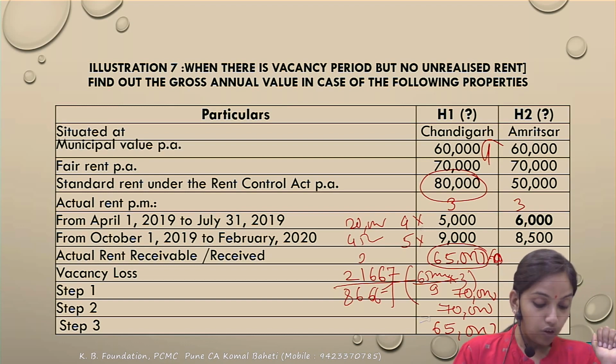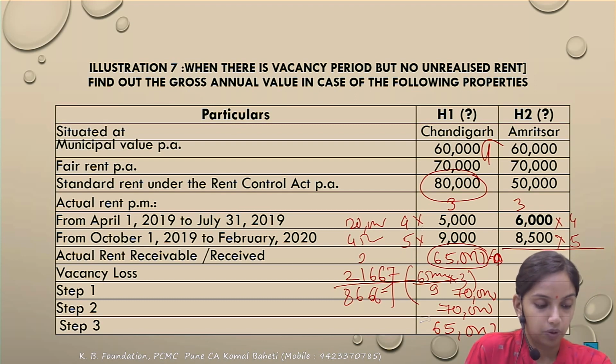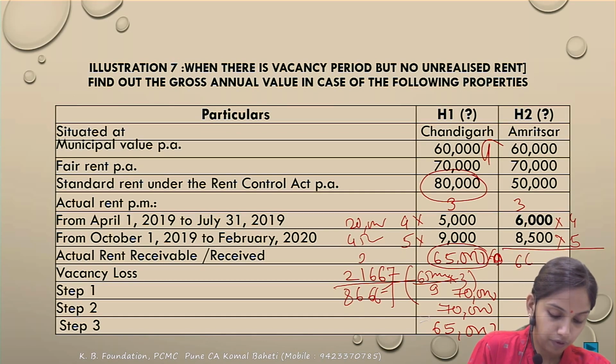Next, for house 2, how much is the rent receivable? 6,000 for the 4 months and 8,500 for the 5 months. So the total rent receivable would be 66,500.